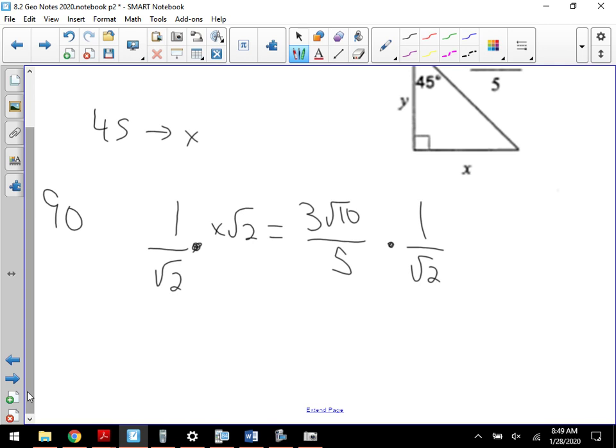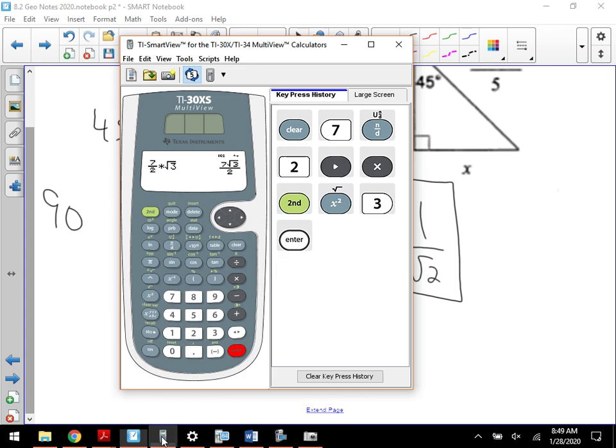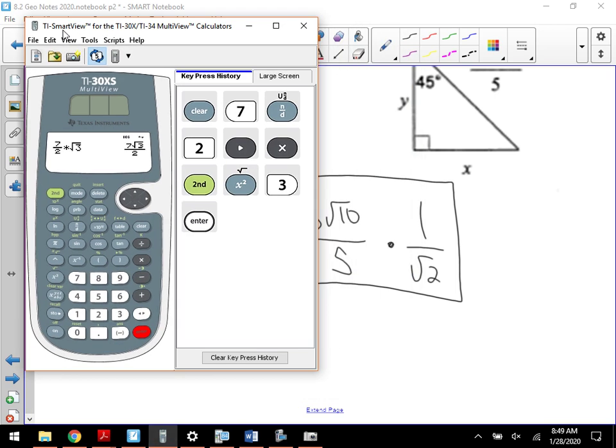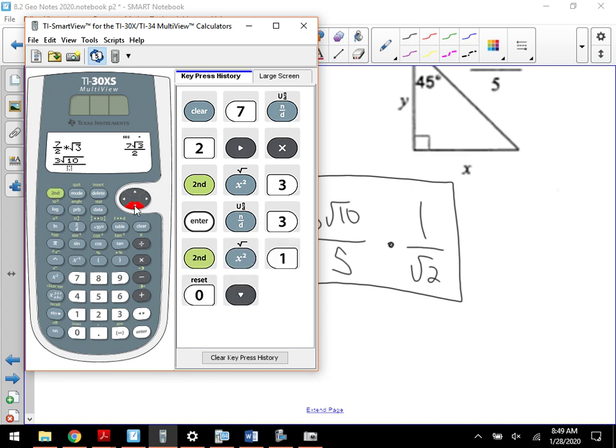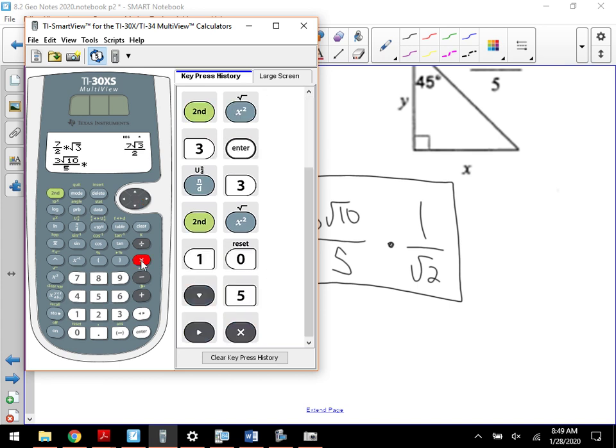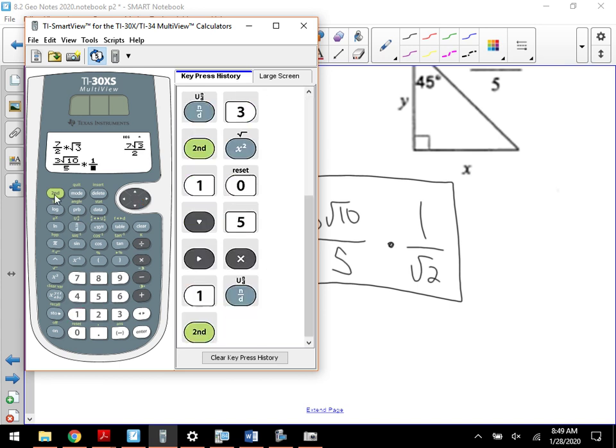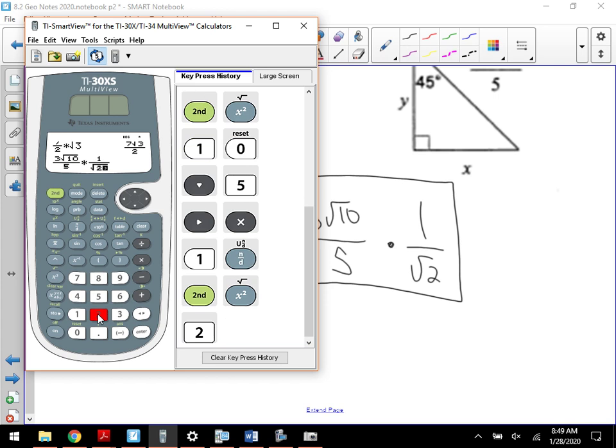Now in the calculator, all I have to do is type this in exactly the way it looks. All right? So let's see, 3 root 10. So we've got fraction bar 3 root 10 over 5 times 1 over root 2.